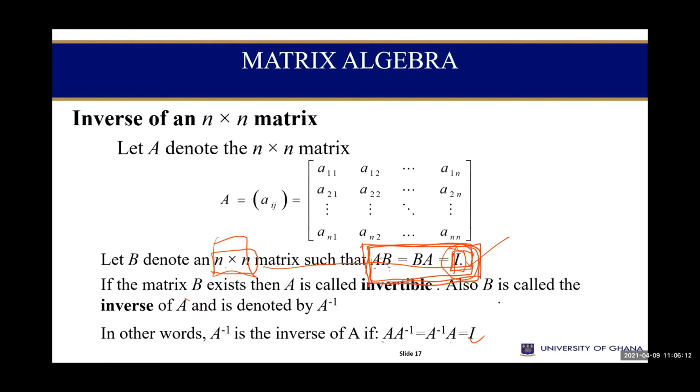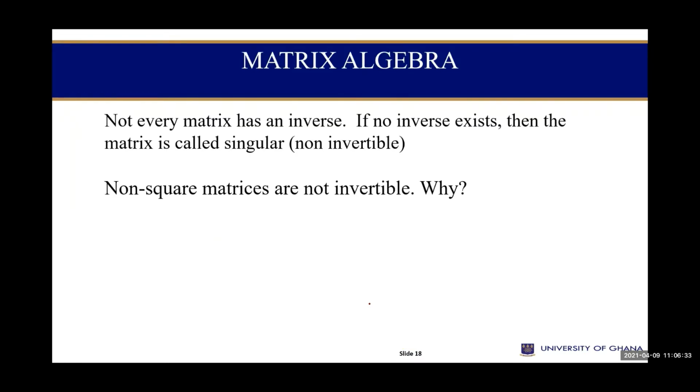So if you multiply a matrix times the inverse of that matrix, you will get an identity matrix. We'll be using this one. There are two ways that we can solve. Either we find a solution to a problem using the identity matrix or the inverse of what? The matrix. I'll be discussing that. Then I have this question for you. Not every matrix has an inverse. If no inverse exists, then the matrix is called singular. That's non-invertible. Non-square matrices are not invertible.